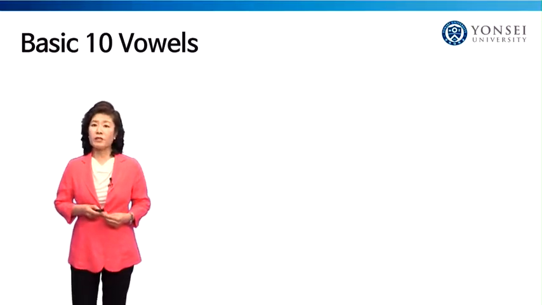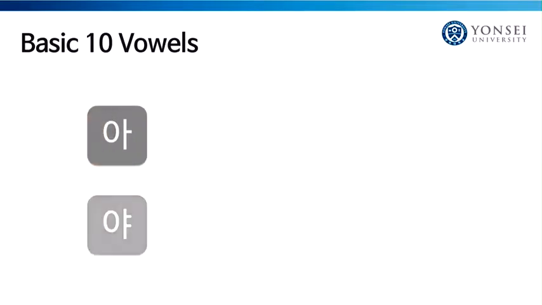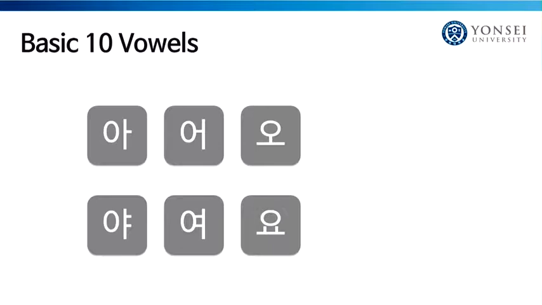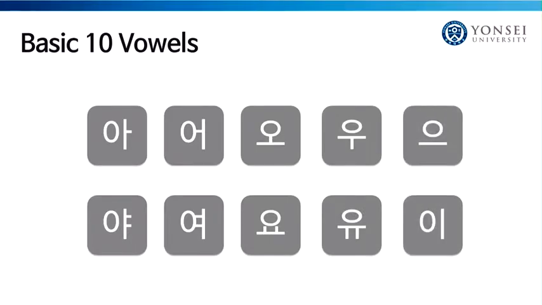Now let's pronounce the 10 vowels in order. A, ya, o, yo, o, yo, u, you, e. These are the 10 basic vowels of Hangul. This is also the order you use when you try to find words in the Korean dictionary.